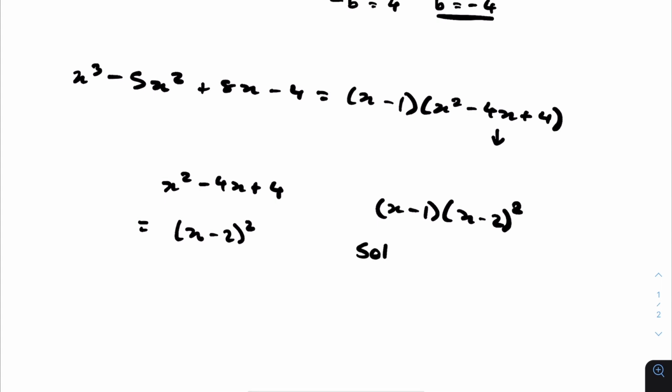So the solutions are x equals 1 or 2. In this case, we only have two solutions because one of them is a repeated root. We've got a root that comes in twice.